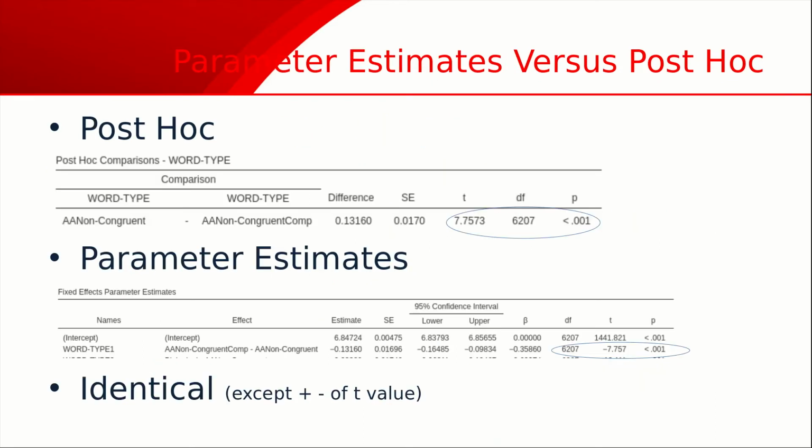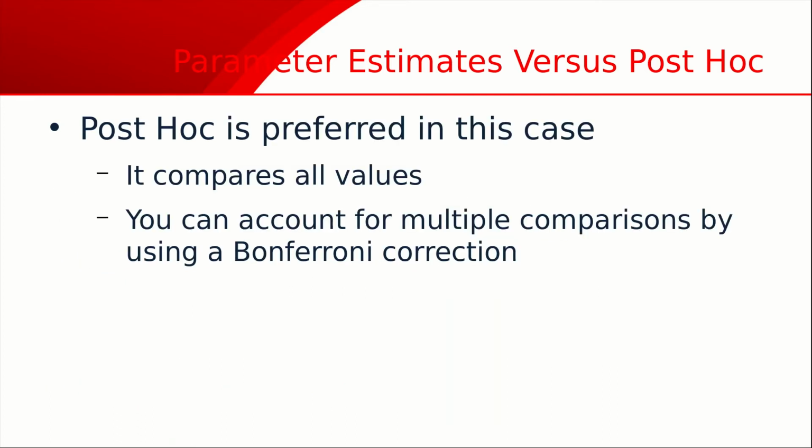Well, let's look at the parameter estimates versus the results of the post-hoc analysis, and what we see is basically they're identical except the plus or minus value of t, which doesn't change the outcome at all. In this case, a post-hoc analysis is preferred because it compares all of the values. You can also account for multiple comparisons by using a Bonferroni correction.